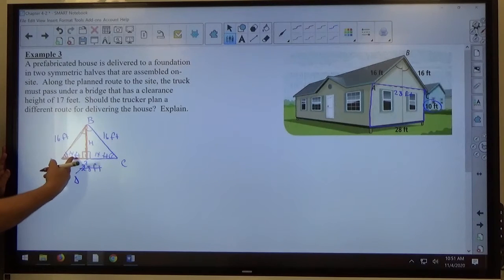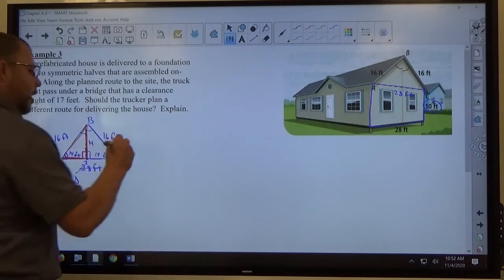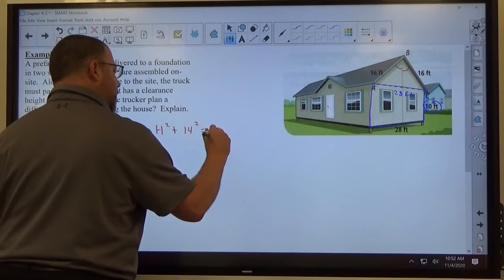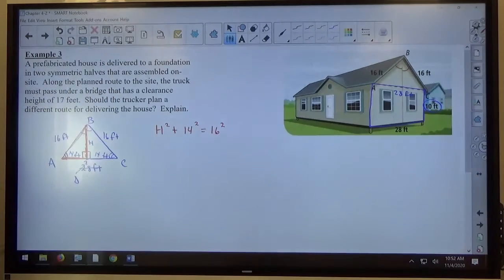H is a leg, 14 is a leg, 16 is a hypotenuse. We've already learned the Pythagorean Theorem. In previous years we've also dealt with it, and this year. But I know leg squared plus leg squared is equal to hypotenuse squared. So again, I see a right triangle. I see two sides known, one side unknown. So I apply the Pythagorean Theorem to find what I don't know.